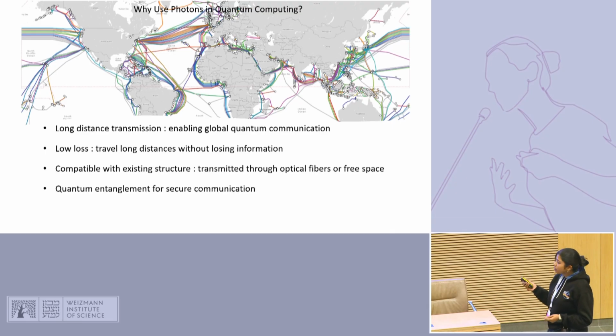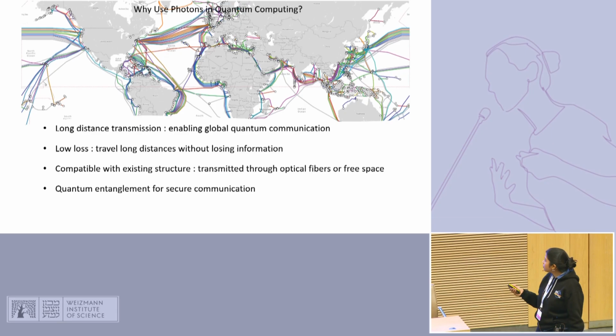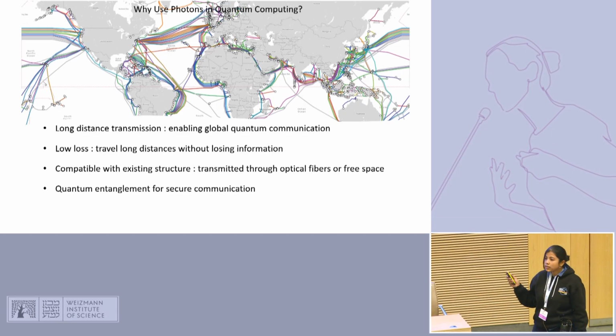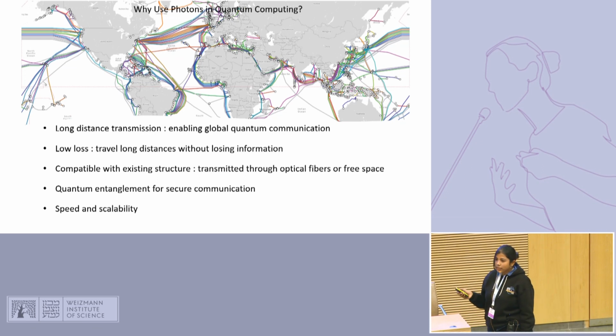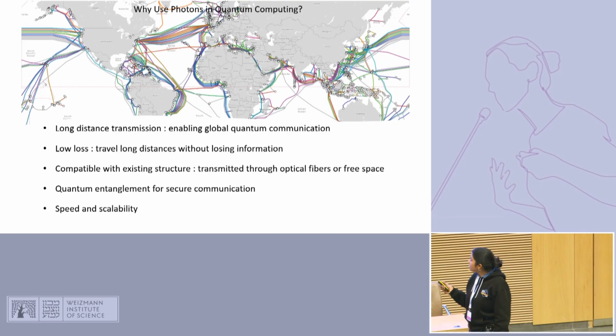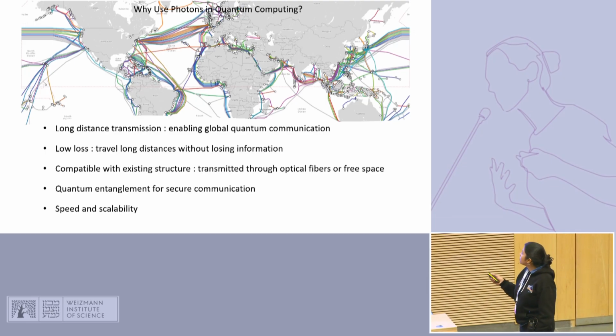The other point is, for computation, we need something called entanglement, and we can use the photons to create this entanglement, which helps us in developing a secure communication network. The important point is that since it involves the speed of light, our computation has very high speed, and these technologies are scalable.